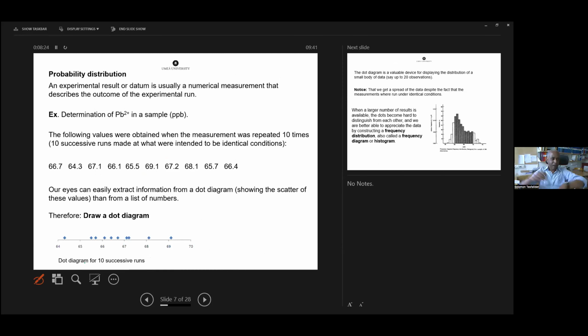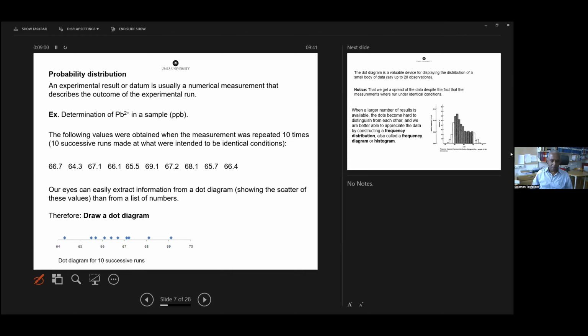So here we have an example, probability distribution, determination of lead. We repeat the measurement a number of times. We have 10 values here. And our eyes can easily extract information from a dot diagram like this, which is down here, but not from a table, for example. This is on a line, but let's say if we had 50 or 100 measurements, then we will have a table. So it's not so easy to extract information from that table.